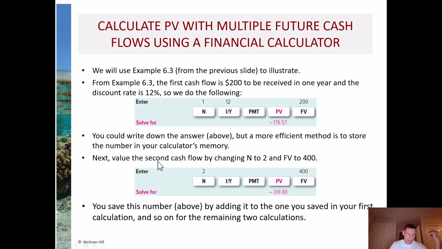And then next, do the same thing for year 2. So you see now N has gone from 1 to 2. Then you would put in the interest rate as 12, put in the future value of 400, and it's going to give you the present value of 318 and some change.